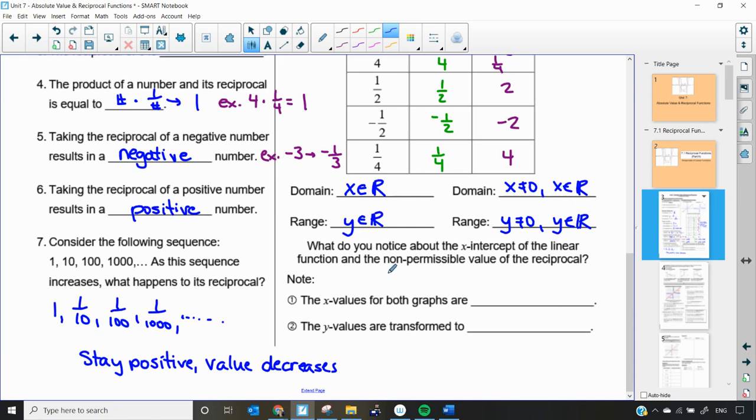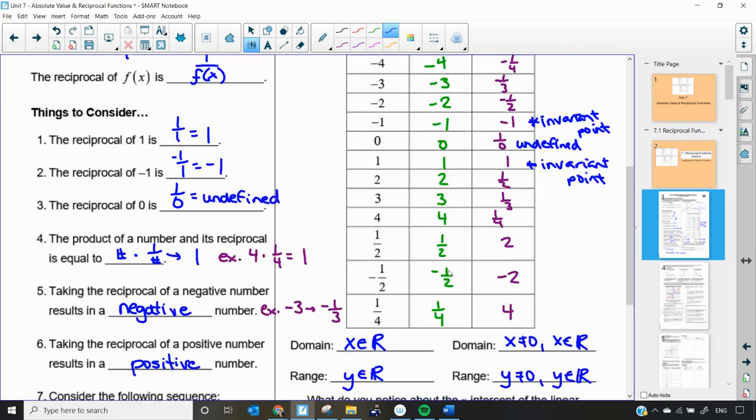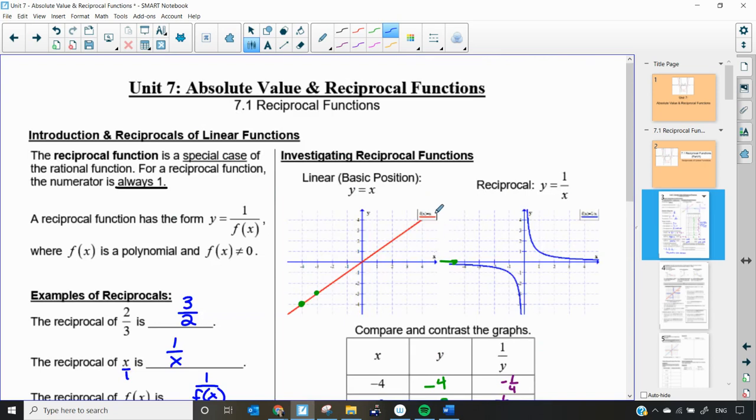Now, what I want you to take a look at is the x-intercept of the linear function and the non-permissible values of the reciprocal. So if we take a look back here, our x-intercept for this graph happens at 0, and if you notice, the x values for both of them are happening at the same point, but the y values are changed.